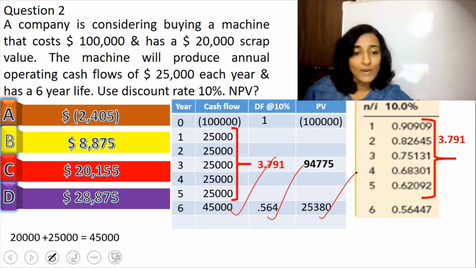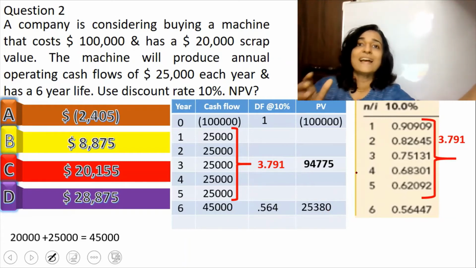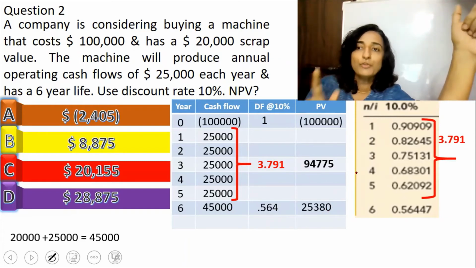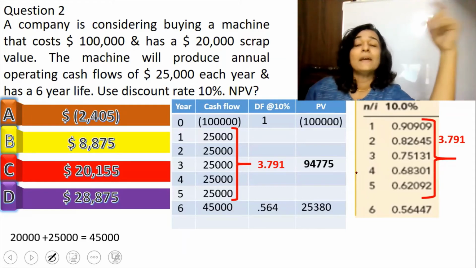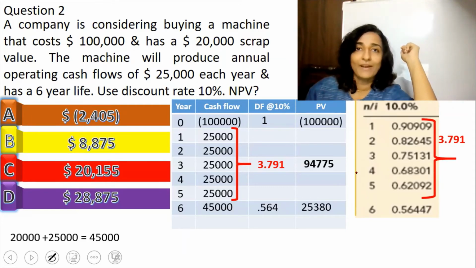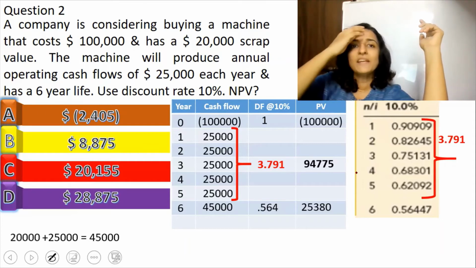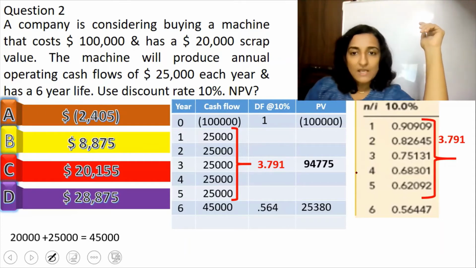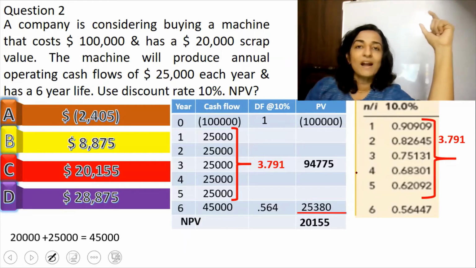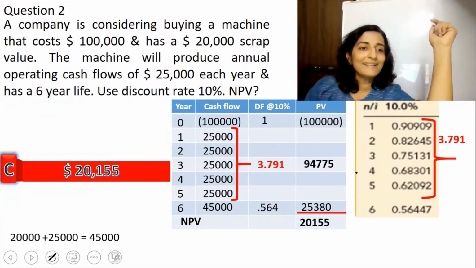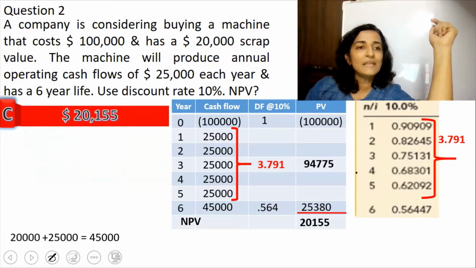25,380. So whenever you have identical flows, identical cash inflows, what I want you to do is add the present value factor from year 1 to 5 and write it as a single figure and multiply it with 25,000. So what is the NPV? NPV is 20,155. So the right answer is option C.